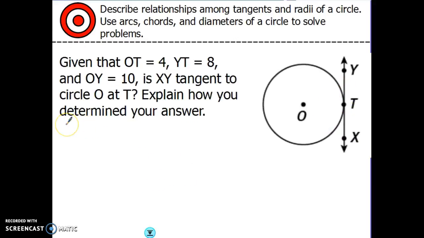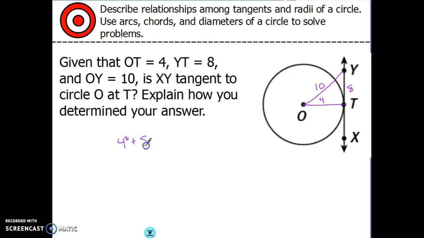Okay, let's do another application problem here. It says given that OT equals 4, so OT right here is 4. YT, so that's this one right here, is 8, and OY, that's this one right here, is 10. Same question, is XY tangent to circle O at point T? Okay, so we've got a triangle again. What do you think? Same process? Sure. Okay, so let's set it up.